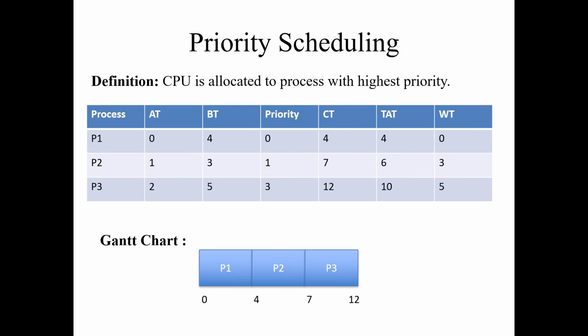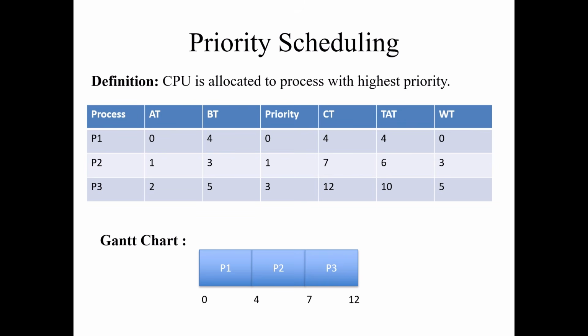Next one is the priority scheduling algorithm, non-preemptive here. The CPU is given to the process with the highest priority. Once the process starts, it will be completed fully. Here at the arrival time of 0, the process available is P1. So it will be executed first and it runs from 0 to 4.